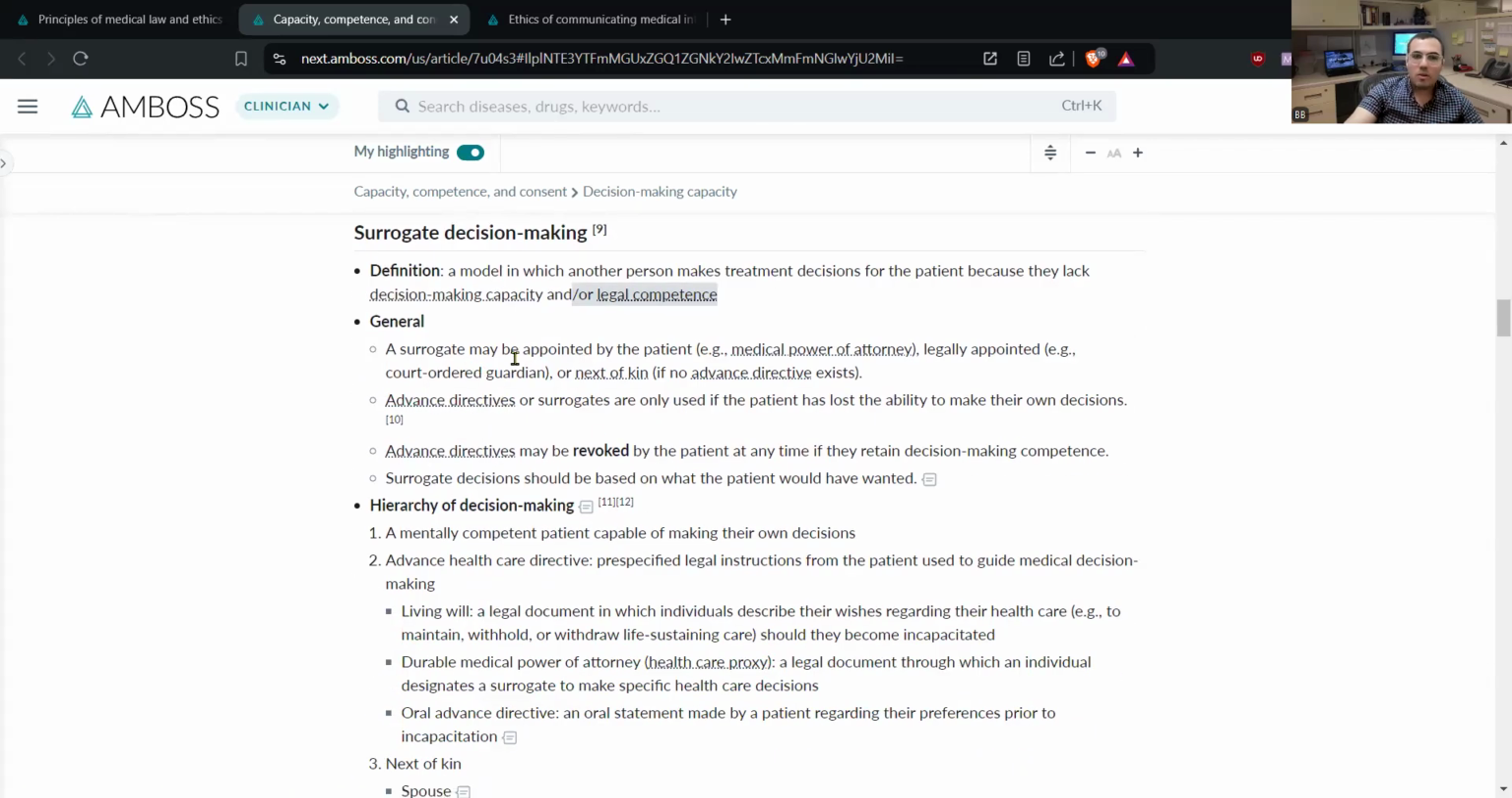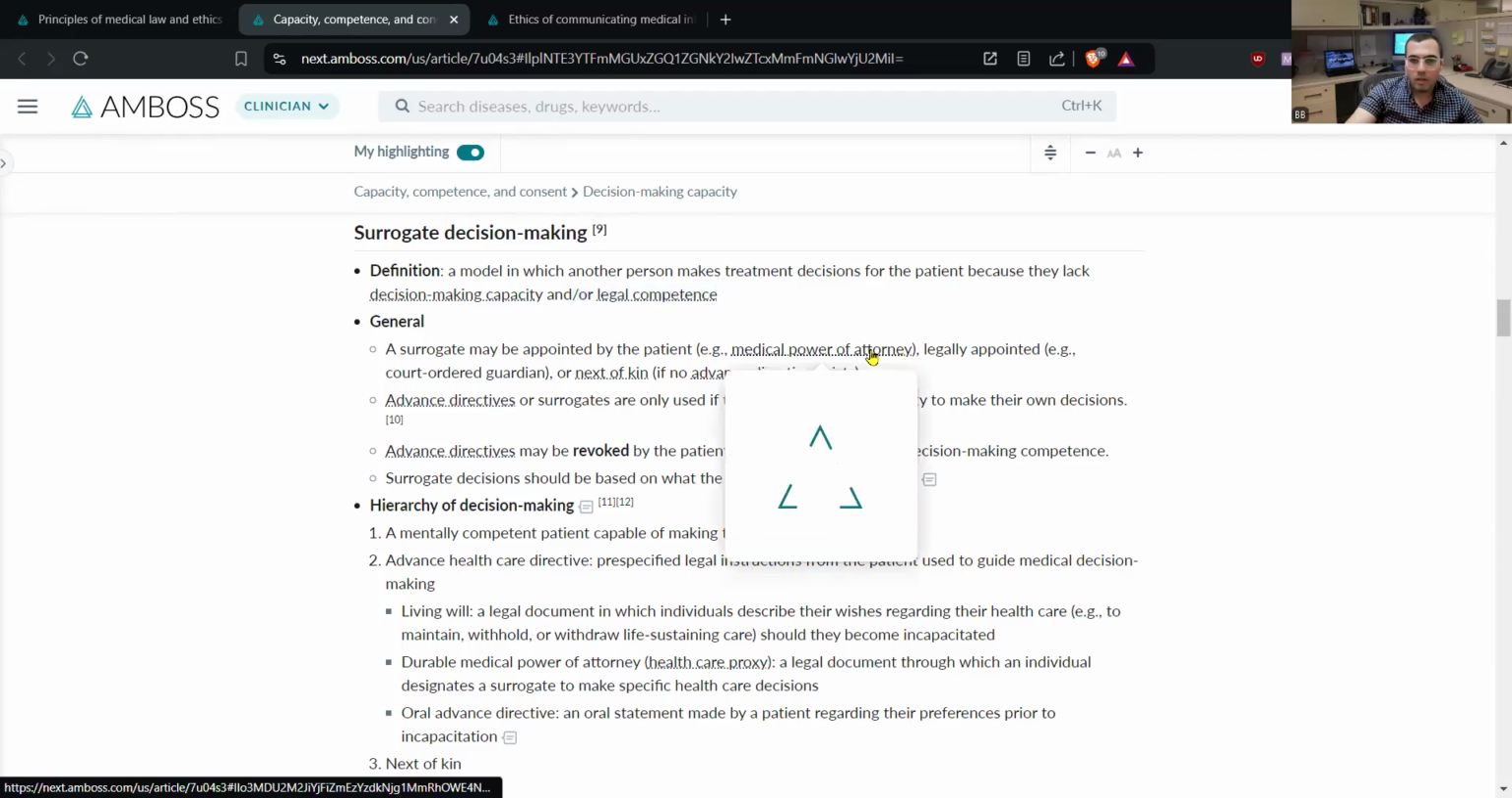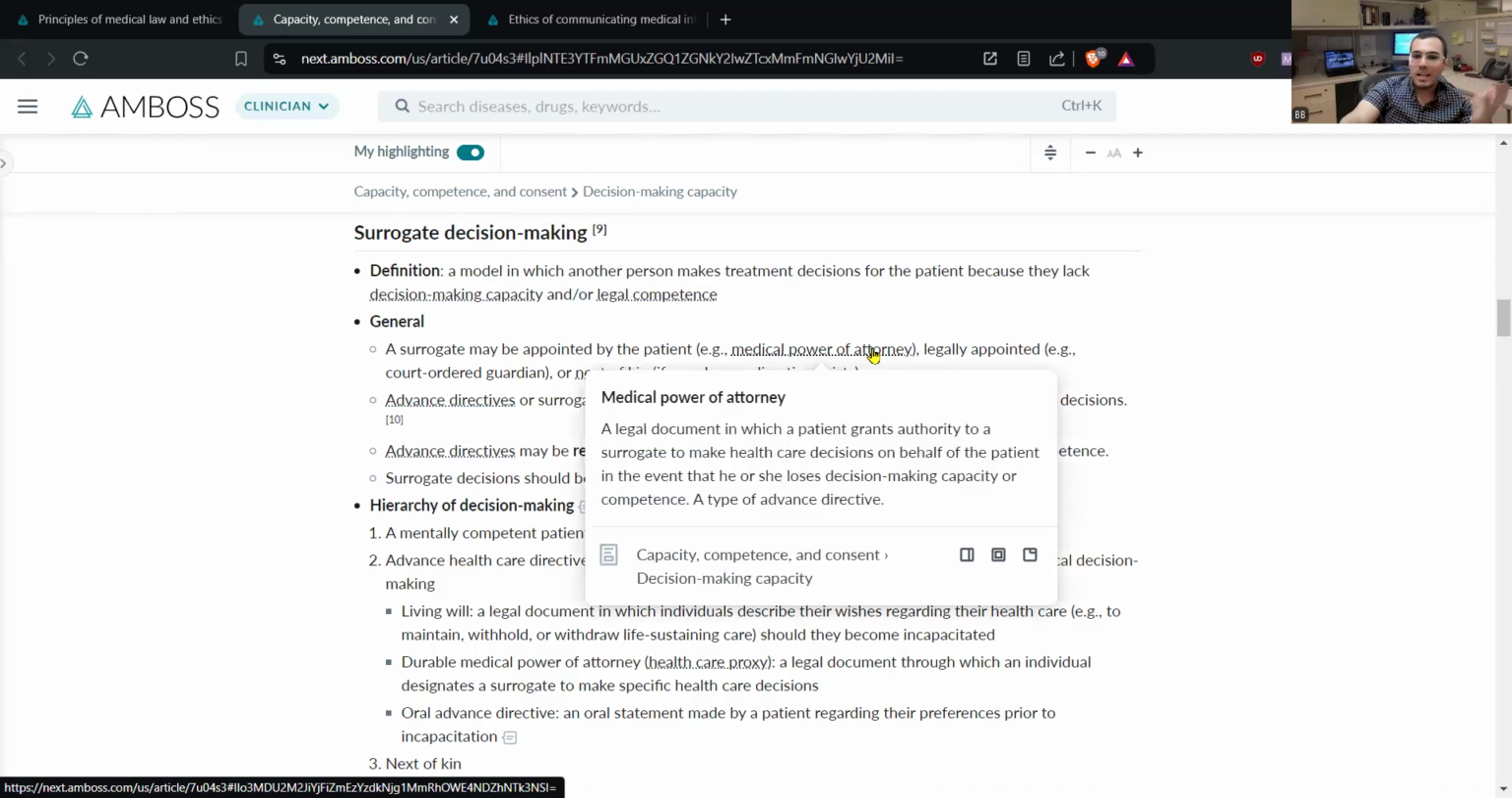In general, a surrogate may be appointed by the patient, like a medical power of attorney. Who is the medical power of attorney? This is a legal document in which a patient grants authority to a surrogate to make medical or health care decisions on behalf of the patient, in the event he or she loses decision-making capacity or competence. This is an advance directive.